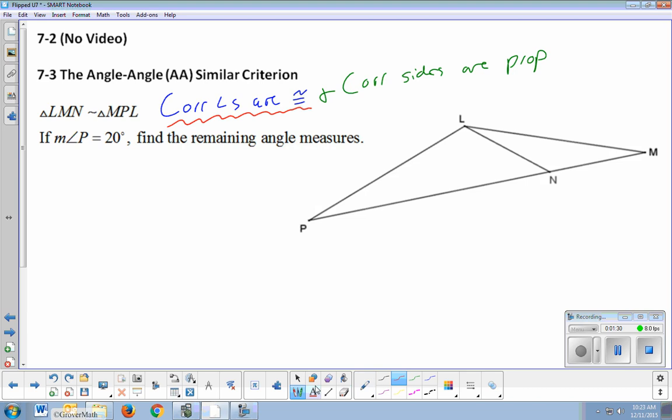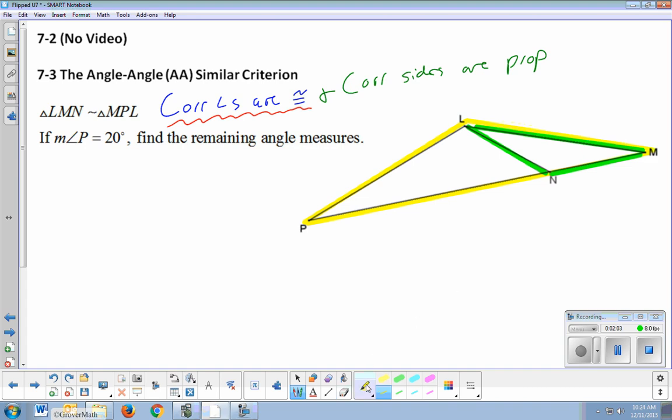Now, first of all, there's three triangles in this picture, so let's highlight the ones that we're really working with. Triangle LMN is this small triangle on the right side over here. That's LMN. And at a quick glance, you might assume that it's the left triangle that we're working with, but it's not. MPL goes from M to P to L. And so we're talking about these two triangles being similar.